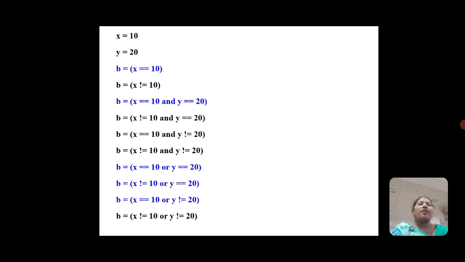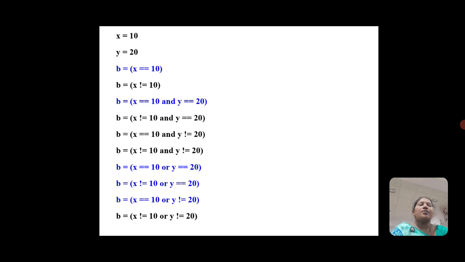So assume you have two variables x and y having the values 10 and 20. First, in b you are checking whether x is equal to 10. X value is 10. Is 10 equal to 10? Yes, so it will return true. In the next line you are checking whether x is not equal to 10. X value is 10. Is 10 not equal to 10? No, they are equal, so it will return false.